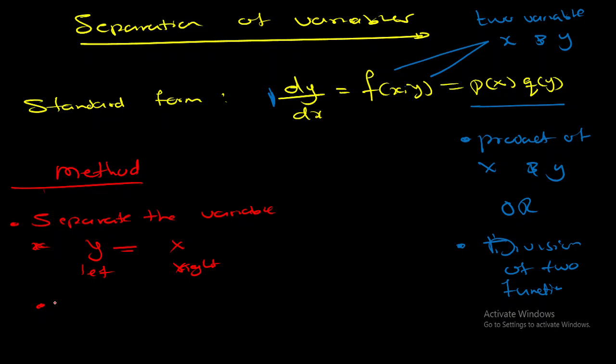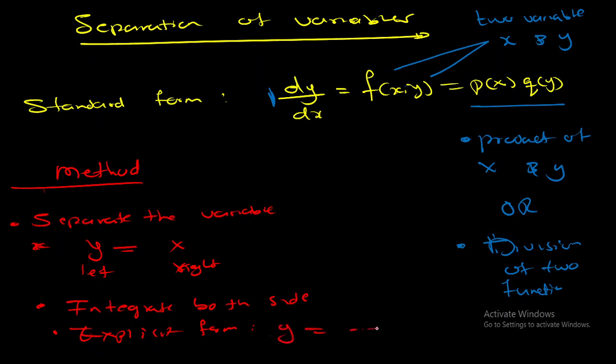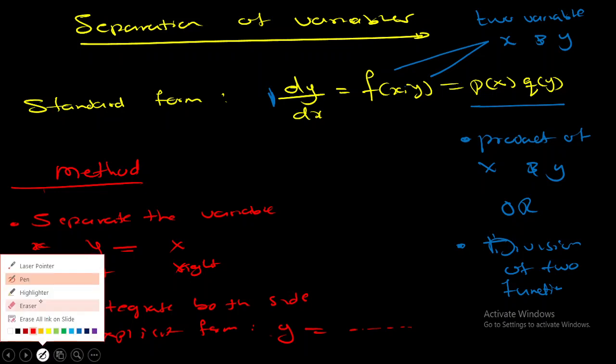And then after separating the variables, you integrate both sides. And then the question can either ask you to leave your answer in explicit or implicit form. If they say leave your answer in explicit form, it means you must leave your answer as y equals something. It means you'll take whatever you have on your left hand side and transpose it to your right hand side.